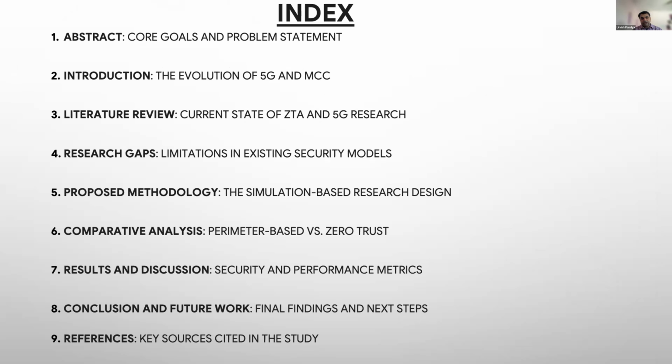What we are going to cover today: we are going to start with the abstract that covers the core goals and the problem statement, the introduction, the evolution of 5G and MCC, the literature review, the research gap that includes the limitations in existing security models, the proposed methodology, the simulation-based research that we have done, comparative analysis, perimeter-based versus zero trust, results and discussion focusing on the security and performance metrics, conclusion and future work, what we found and what the next steps are, and the references.